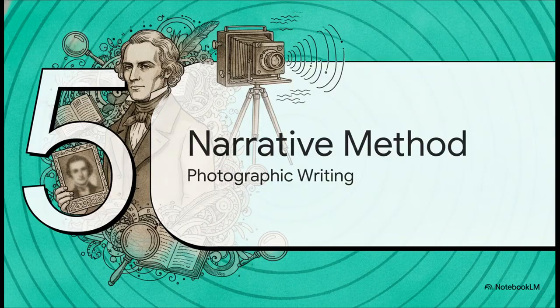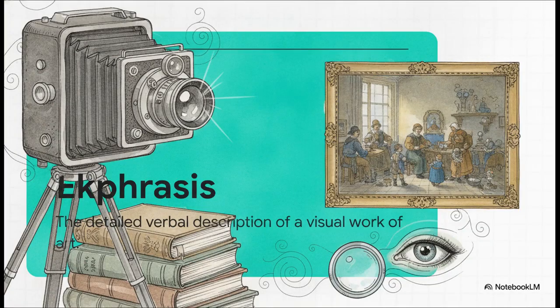And our final stop, Section 5, the photographic narrative method. So we've seen how Hawthorne used the daguerreotype within his story, but how did the invention of photography change how Hawthorne actually wrote? Well, it pushed him toward a technique called ekphrasis, which is the detailed verbal description of a visual work of art or scene. Hawthorne stated he wanted to achieve the minuteness of a Dutch picture, referring to those incredibly detailed genre paintings.